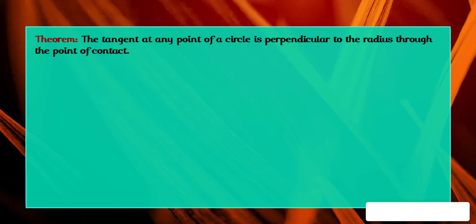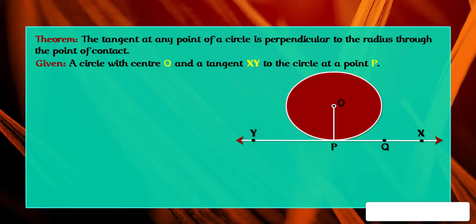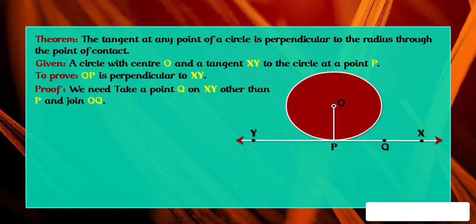Theorem. The tangent at any point of a circle is perpendicular to the radius through the point of contact. We are given a circle with center O and a tangent XY to the circle at a point P. To prove that OP is perpendicular to XY, let us start the proof.